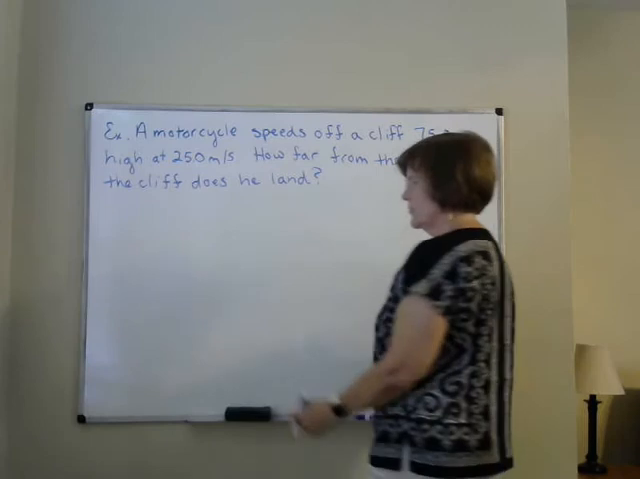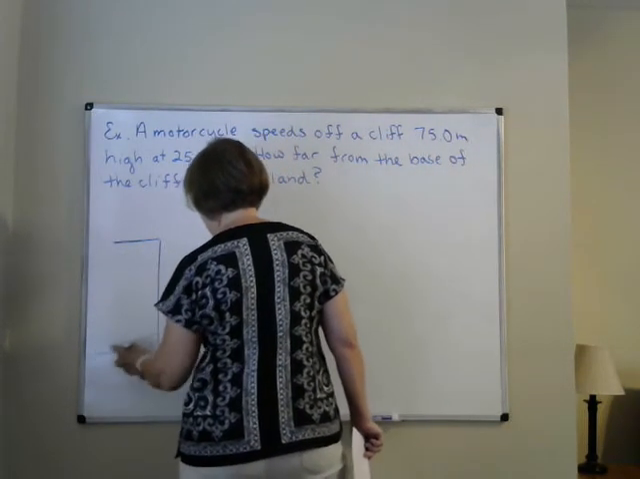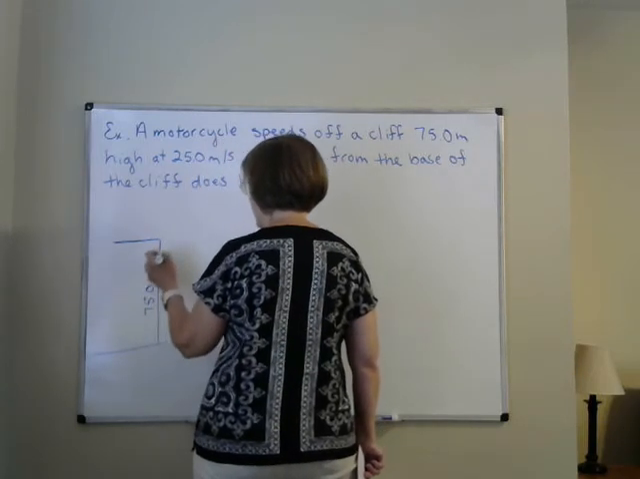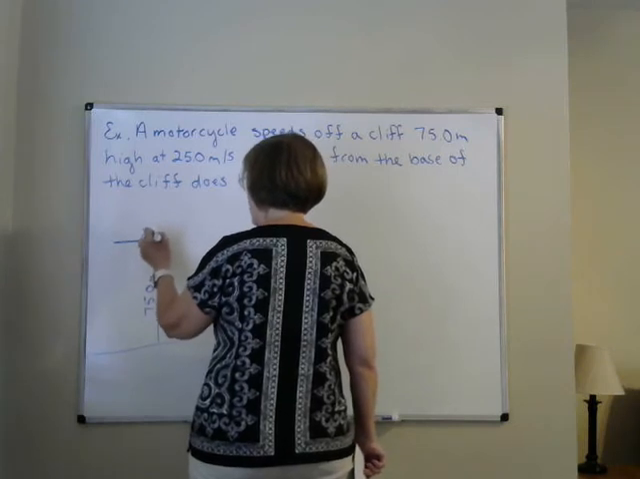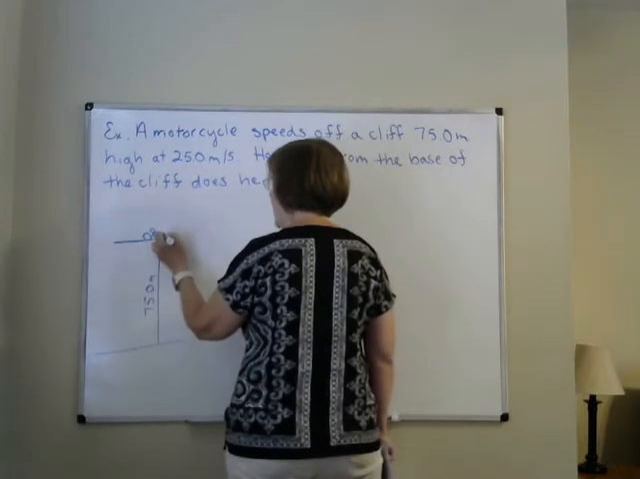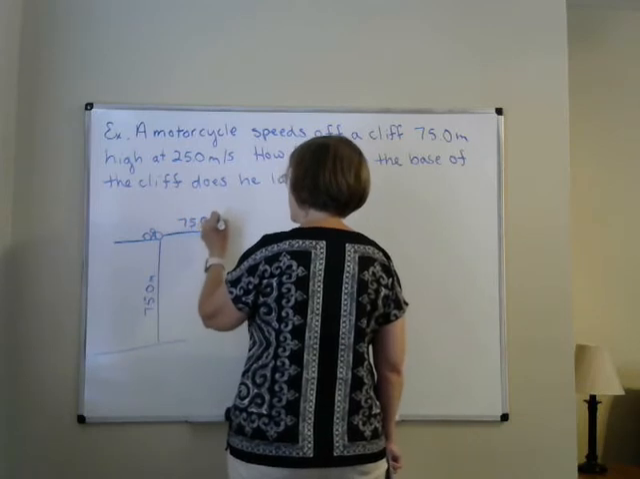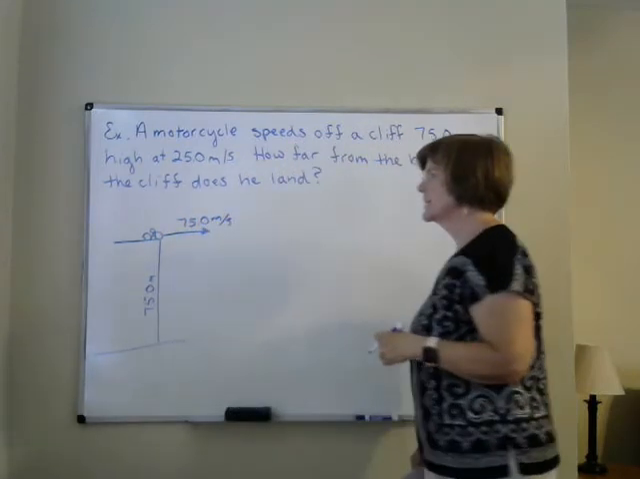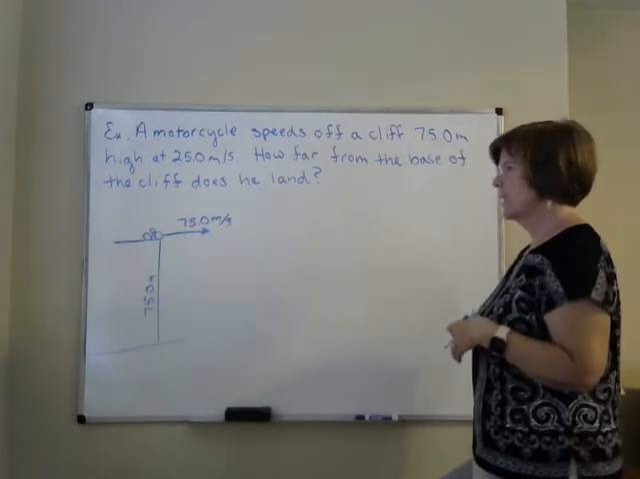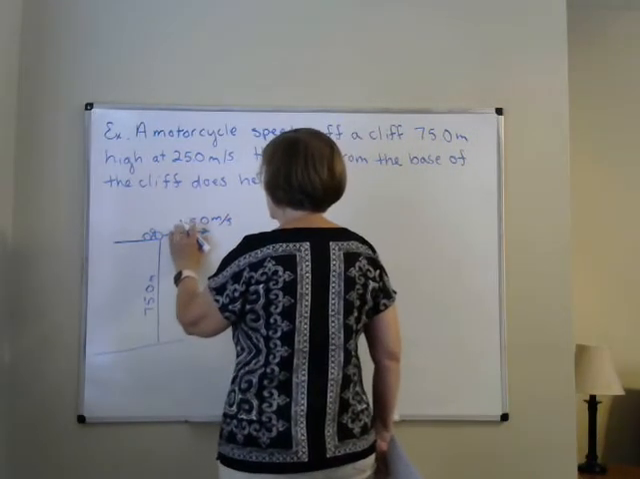Can't hurt to have a picture. So here's a cliff. We know this cliff is 75 meters high. Here's our motorcycle. There's somebody on it. And it's going to go flying off at 25 meters per second. That's going to be horizontal because he's not driving up the cliff and launching, or driving down a hill. It's perfectly horizontal.